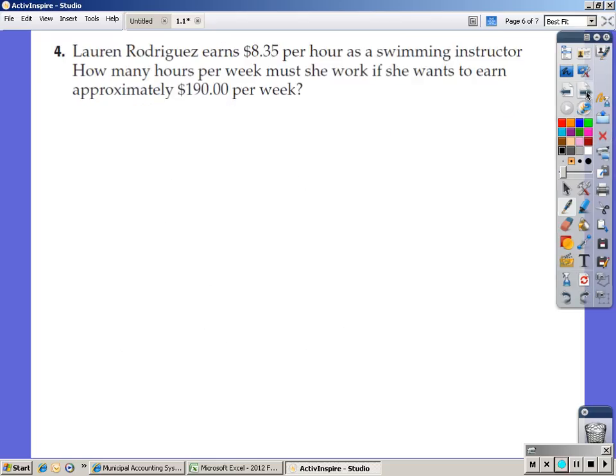All right, number 4. Try this one. Lauren Rodriguez earns $8.35 per hour as a swimming instructor. How many hours per week must she work if she wants to earn approximately $190 per week? Press pause, work this out, and play when you're ready to see it worked out.